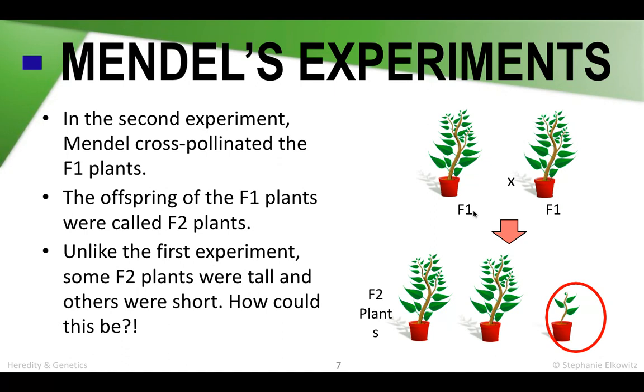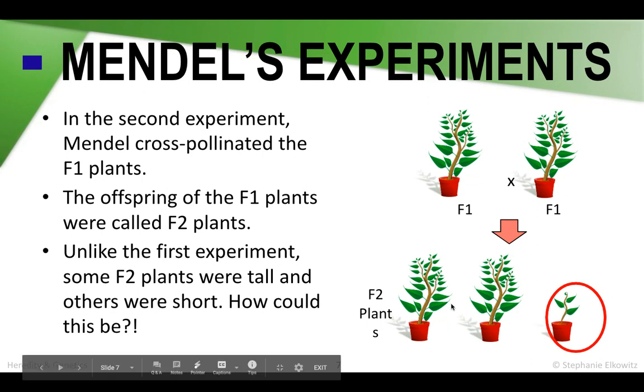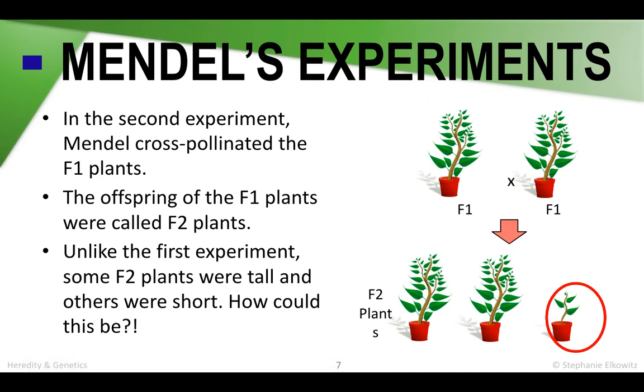All right. So in the second experiment, he cross pollinated two of those first generation plants. They then have more plants that he called the F2, the second generation. Now, unlike that first experiment, some of those F2 plants were tall and others were short. And so he was really interested in why.